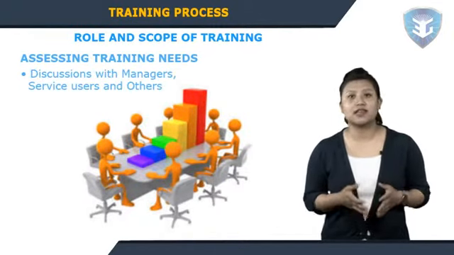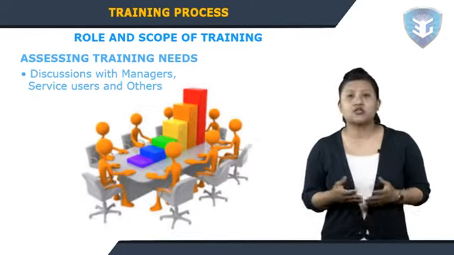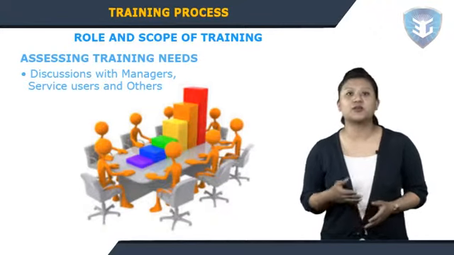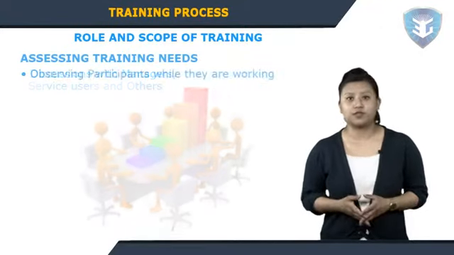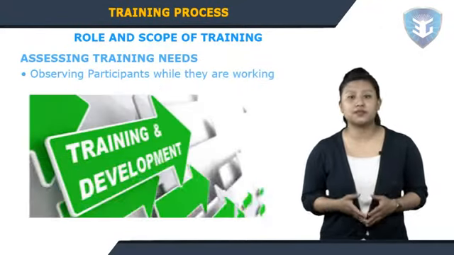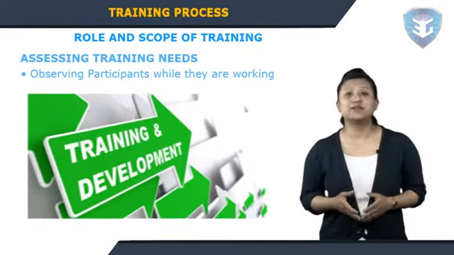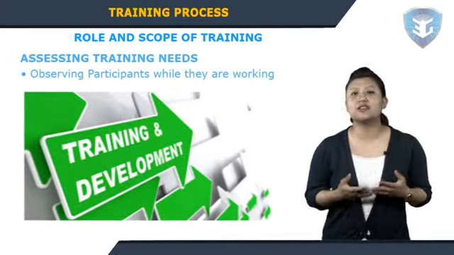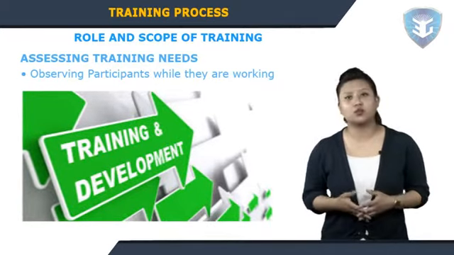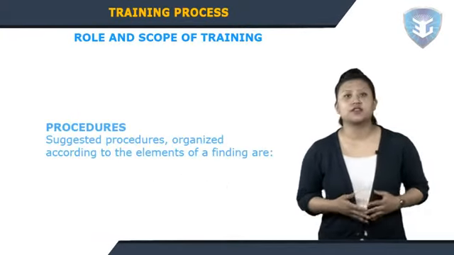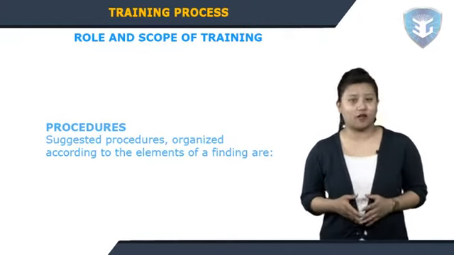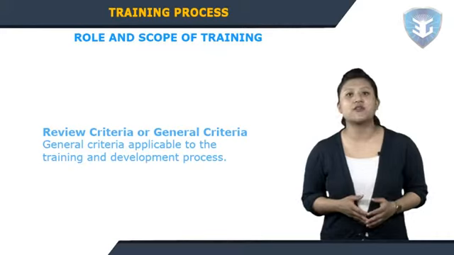Discussions with managers, service users and others. Trainers can gather views on training needs from those who come into contact with the person to be trained. Observing. Observing participants while they are working. These methods help trainers to assess what people already know and what knowledge and skills they may need to acquire to work effectively. Procedures.